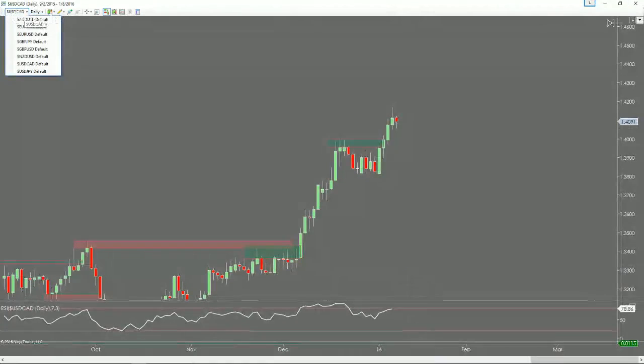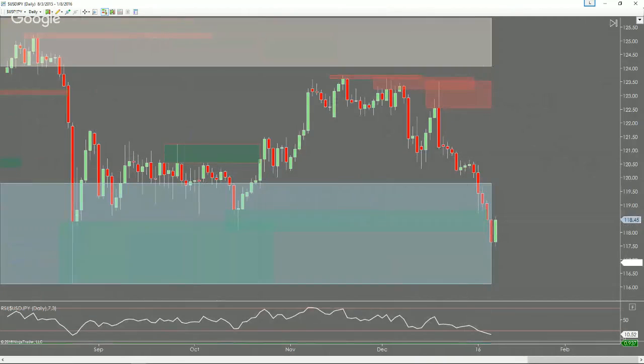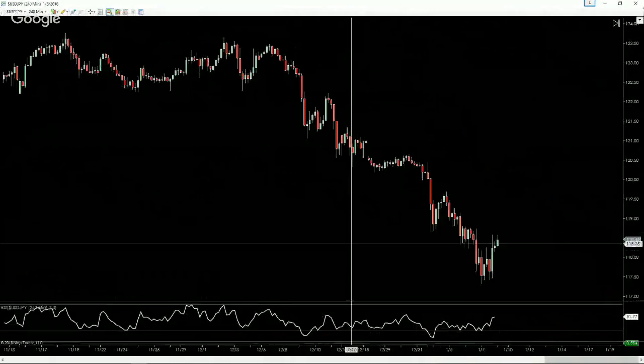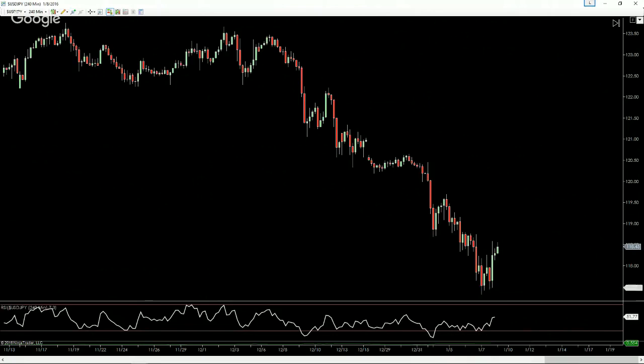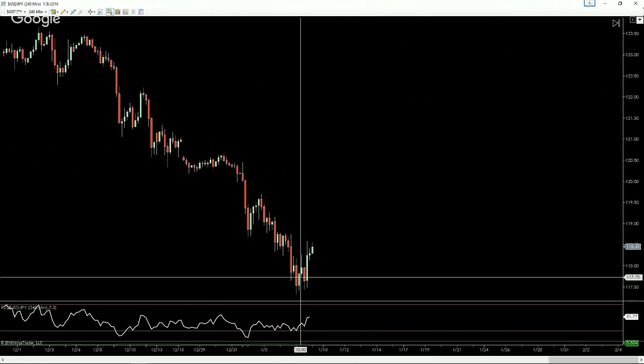Let's go ahead and now let's go to dollar yen. Dollar yen price is at that large zone of support. Let's go ahead and see in the 240. In the 240, it did print that double bottom right there.